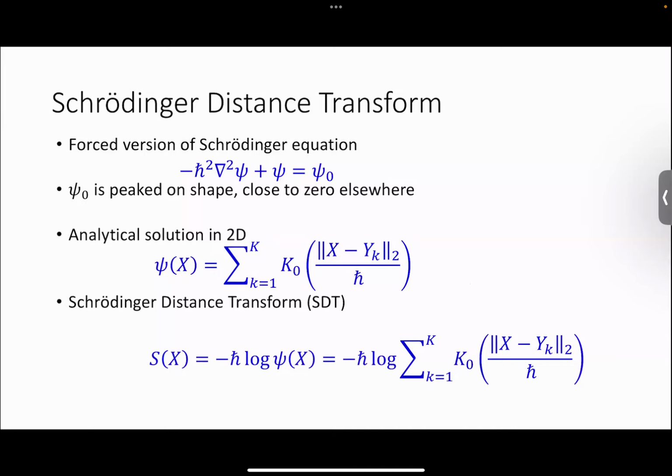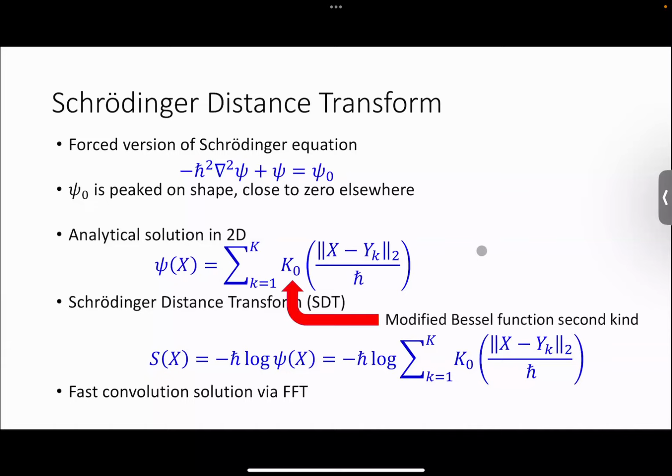So essentially what we have done is that we have taken the Hamilton-Jacobi equation corresponding to the unsigned distance function, and we've gone to the static Schrodinger equation. We've set up the static Schrodinger equation. And for those people in the know, this is essentially a screened Poisson equation with a forcing function. It has an analytic solution, and the analytic solution has these special functions called K naught, which is nothing but a modified Bessel function of the second kind. And if you look at it carefully, you'll notice that psi of x is just the sum over K naught of the norm of x minus y_k over h cross.